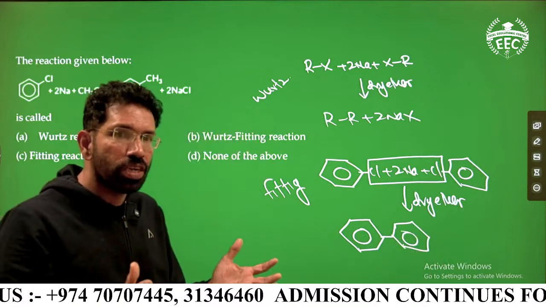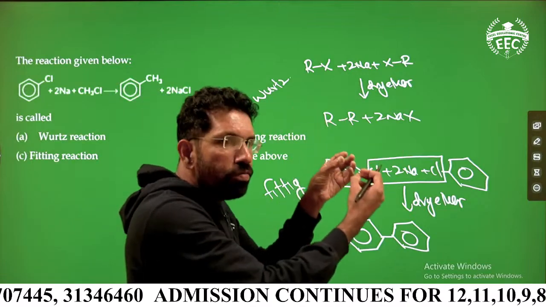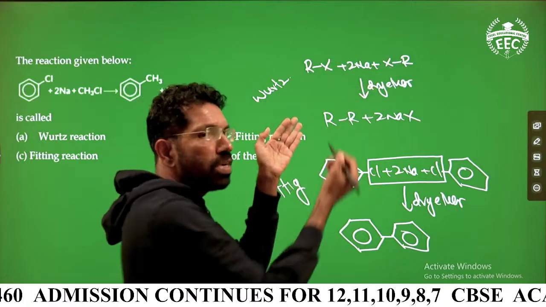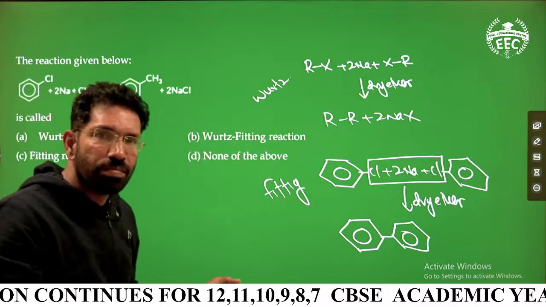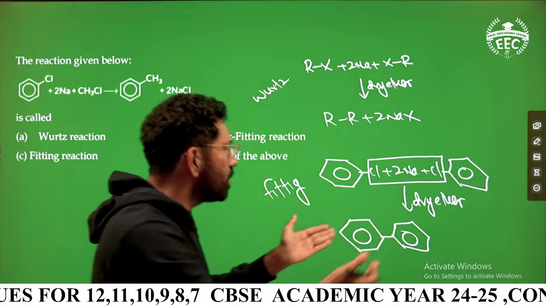See, very simple, students. 2 alkyl halide reacting with the metallic sodium. You will remove NaCl. You will merge the left and right. You will combine this one and this one. You will get an alkane with a double number carbon. That is Wurtz reaction. 2 aryl halide combining in the similar condition, you will get Fittig reaction.